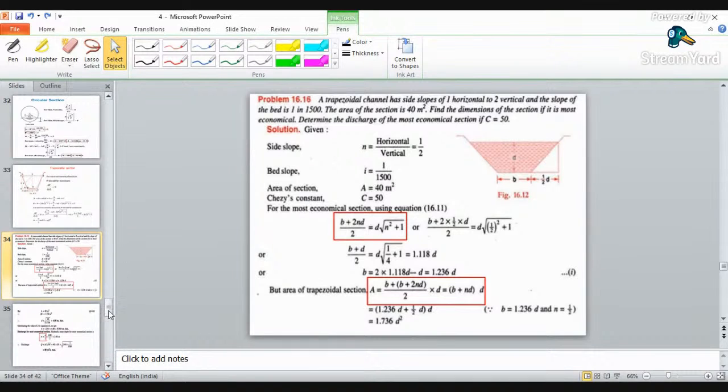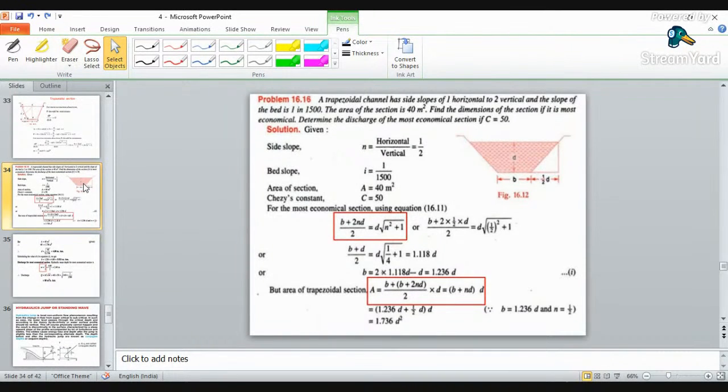Okay, so we will see one example, and here I have included an example of a trapezoidal section. A trapezoidal section is given to you, and you have to find the discharge, and you have to design it by the most economic channel condition. So for the most economic channel condition we have two conditions, and we will apply those two conditions here. You are given a slope, that is one horizontal to two vertical, so the ratio of horizontal to vertical is 1 by 2.